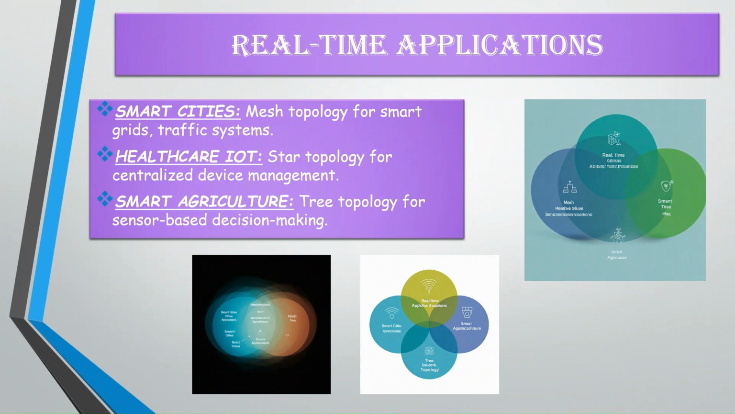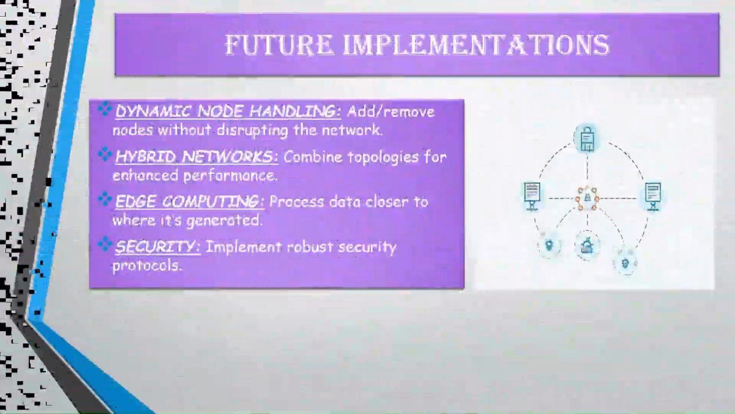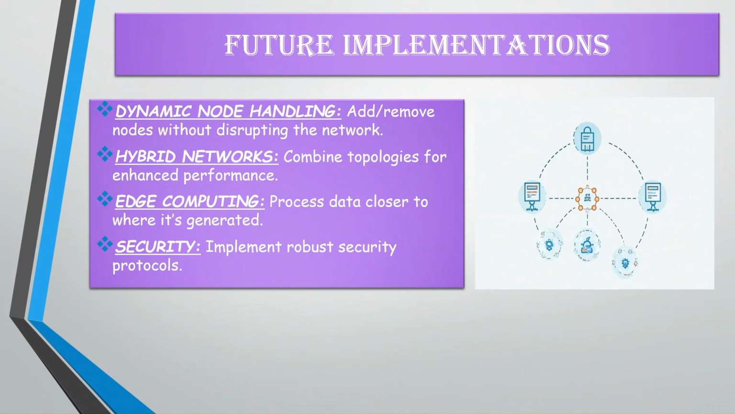As we conclude our exploration of IoT network topologies, let's discuss some potential future implementations that can further enhance the capabilities of these systems. Dynamic node handling is a crucial feature for IoT networks, allowing for the seamless addition or removal of devices without disrupting the network's operation. This is particularly important in scenarios where the number of devices in a network is constantly changing. Hybrid networks offer the flexibility to combine different topologies to address specific requirements. For example, a hybrid network might incorporate a mesh topology for fault tolerance and a star topology for centralized management.